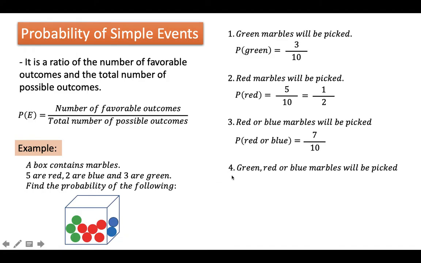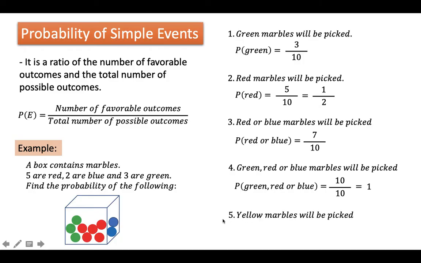Now, if we want to know the probability that green, red, or blue marbles will be picked, so that is our event, we just simply add them. So 3 plus 5 plus 2, that is equal to 10. And the total number of marbles inside the box is also 10. 10 divided by 10 is equal to 1. Therefore, the probability here is 1.